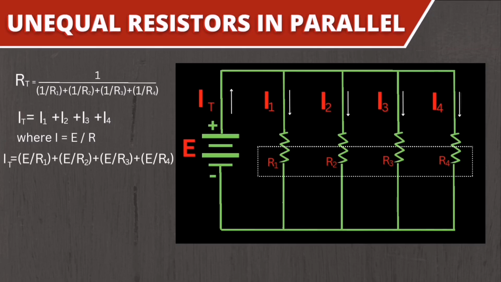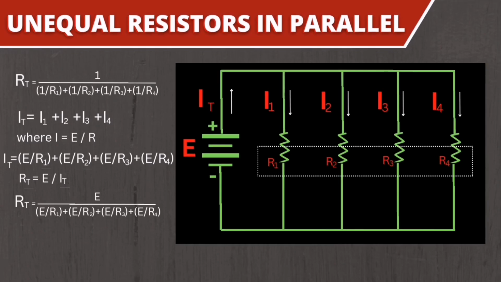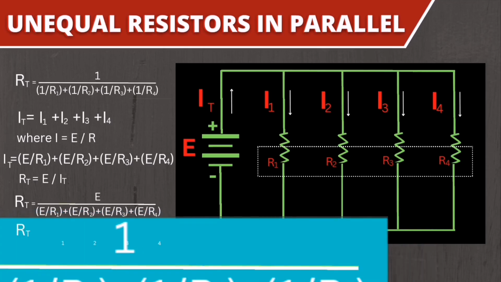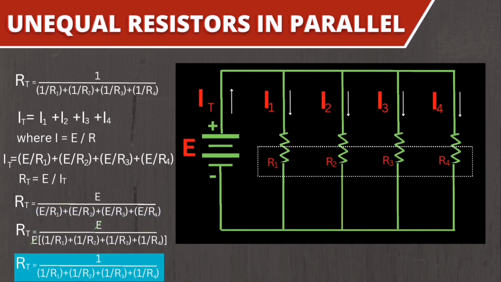So I total is equal to E over R1, plus E over R2, plus E over R3, plus E over R4. Substituting the value of I total to R sub T equals E over I sub T, we will have R total equals E all over E over R1, plus E over R2, plus E over R3, plus E over R4. Then as you can see, E will be cancelled out. So R total is equal to 1 all over 1 over R1, plus 1 over R2, plus 1 over R3, plus 1 over R4.